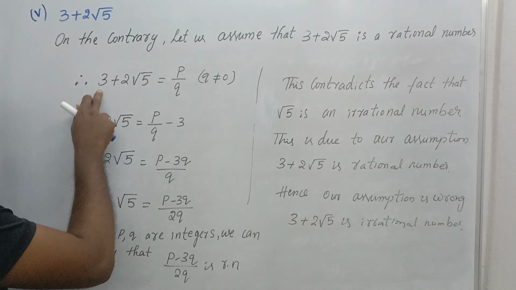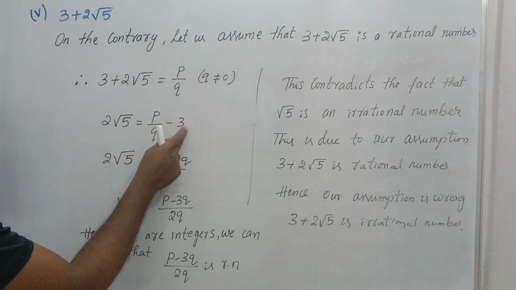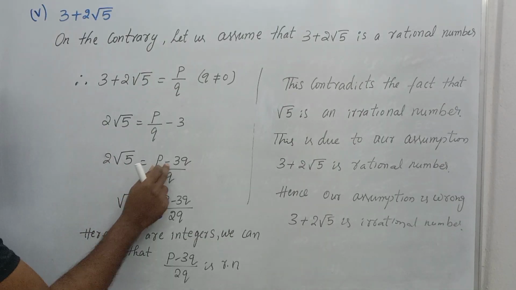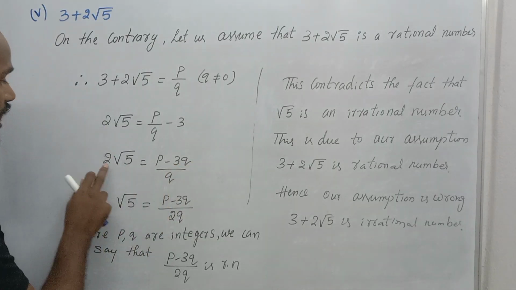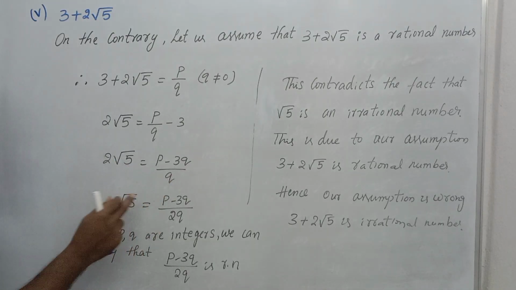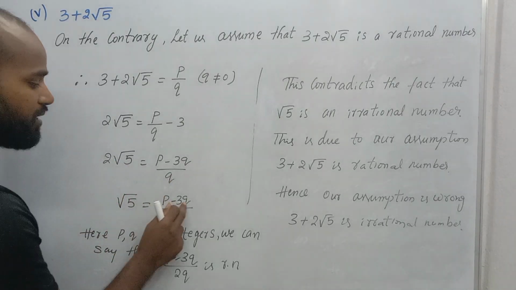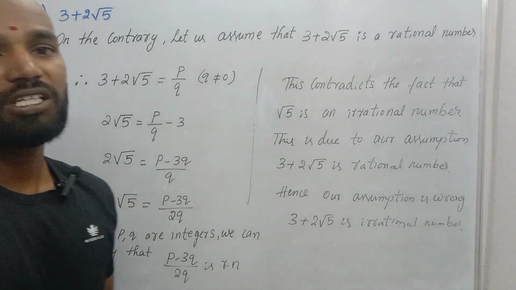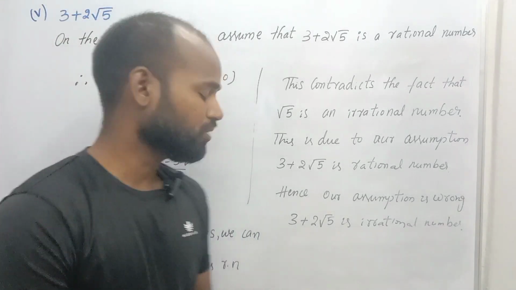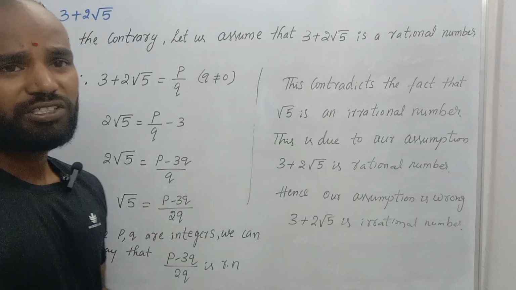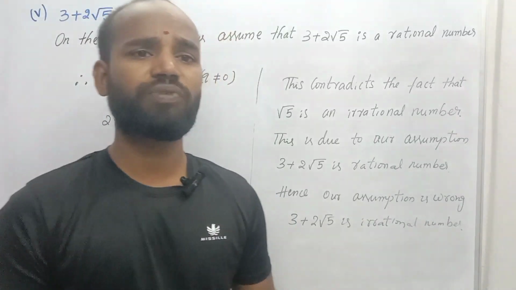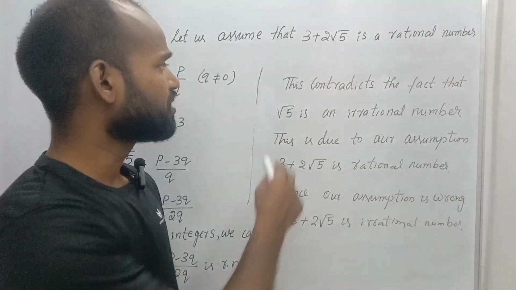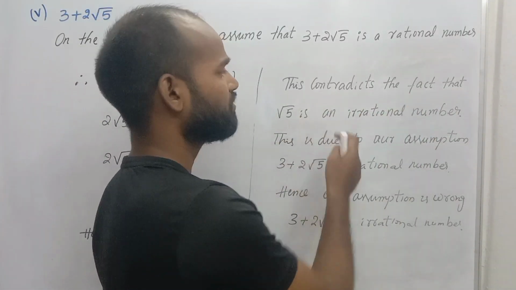Send this 3 from the LHS to the RHS, it becomes minus 3, so 2 root 5 equals p minus 3q by q. Send the 2 to the other side, it becomes the denominator, so root 5 equals p minus 3q by 2q. Here p and q are integers, so it is in the form of a rational number. Yes or no? Yes. So now root 5 is in the form of a rational number. Is root 5 a rational number? No, root 5 is not at all a rational number. So this is a contradiction, because it contradicts the fact that root 5 is an irrational number.